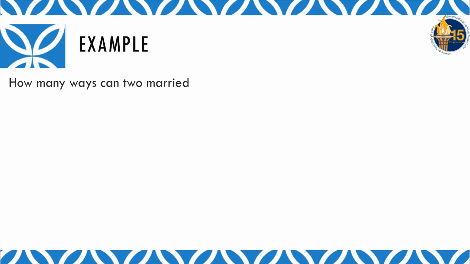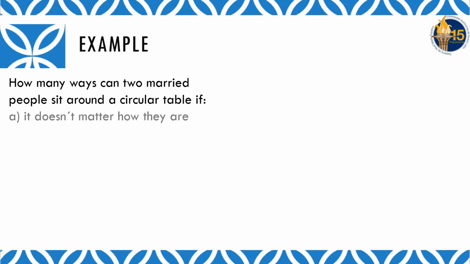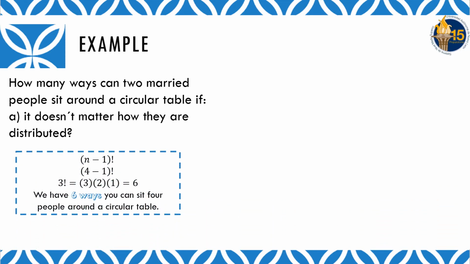Example: How many ways can two married couples sit around a circular table if, letter A, it doesn't matter how they are distributed? First, you must know how many people will sit around the table. In this case, two couples. Then, there are four people. Let's apply the circular permutation formula. n minus 1 factorial equals 4 minus 1 factorial. 4 minus 1 is 3, then 3 factorial is equal to 3 times 2 times 1 equals 6. So we have 6 ways you can seat 4 people around a circular table.